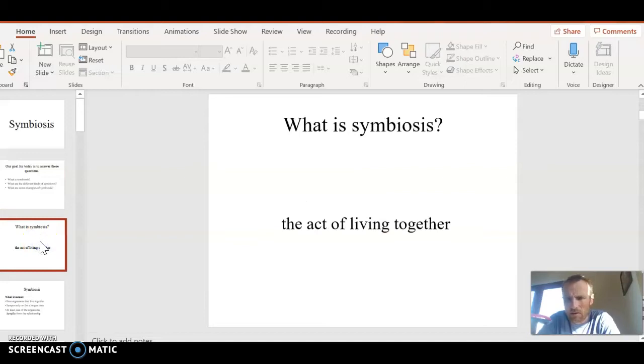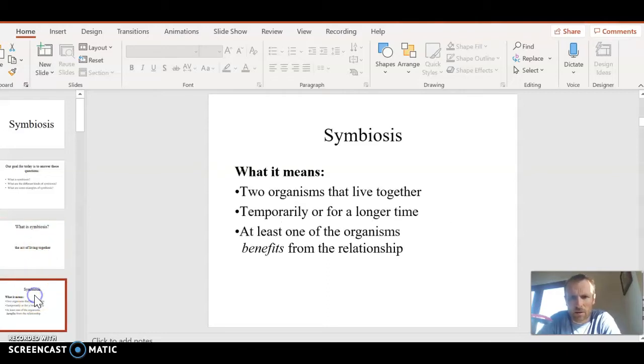So first of all, symbiosis, the word. You can often understand terms in biology if you know some of the root words. So sym means same, bio means life, and sis means together. So same, life, together: organisms living together. This happens a lot in nature. Obviously, it's hard to find organisms all alone. They're often interacting with other organisms, and sometimes those interactions help. Sometimes they hurt. So it involves two organisms that live together, could be temporary or for a longer time period. At least one of the organisms is going to benefit from this relationship.